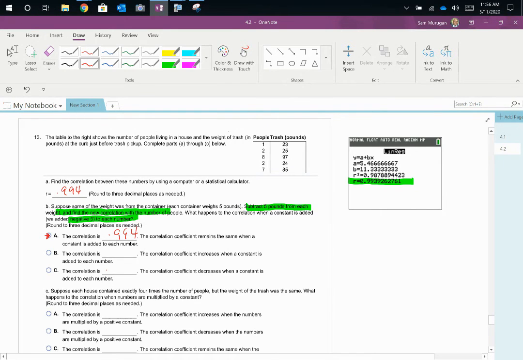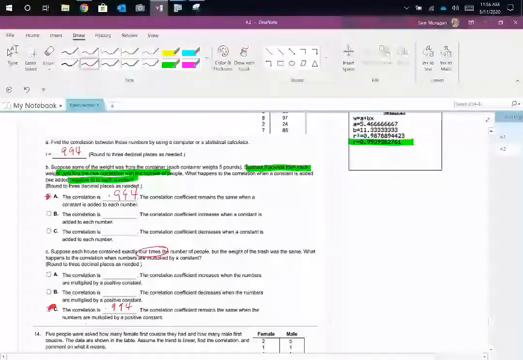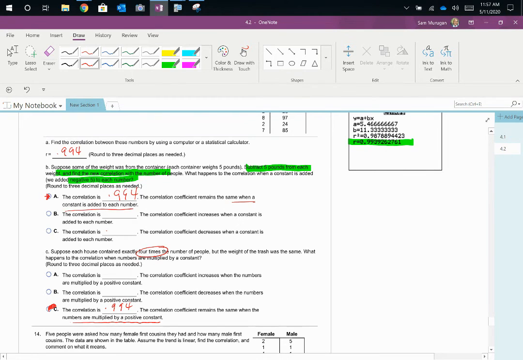And suppose each house contained exactly 4 times the number of people, but the weight of the trash was the same. Again, multiplying by a constant does not affect the correlation coefficient. So you're wasting your time if you try to multiply each number by, what did they say here, 4 times? That's just wasting your time. You can try it. Good luck. The correlation remains the same when the numbers are multiplied by a positive constant. Okay, and the correlation remains the same when a constant is added to each number.